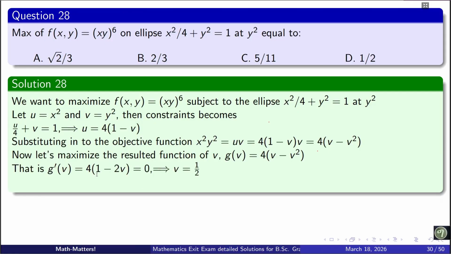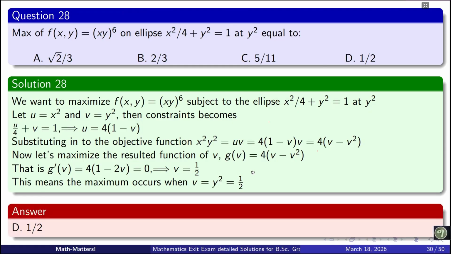In order to maximize it, the derivative of g with respect to v is equal to the derivative of this function with respect to v, 4 times (1 minus 2v). Setting this equal to 0 implies that this could be 0 only when v is equal to 1 over 2. This means the maximum occurs when v is equal to y squared, or simply 1 over 2. So the answer could be, I think, D. At this point, that's simply 1 over 2.